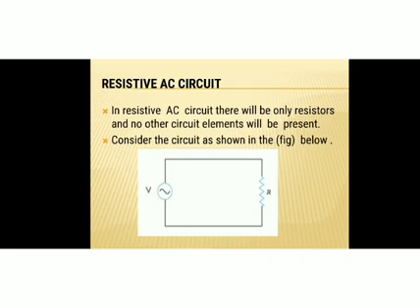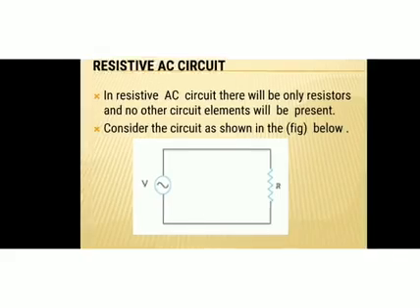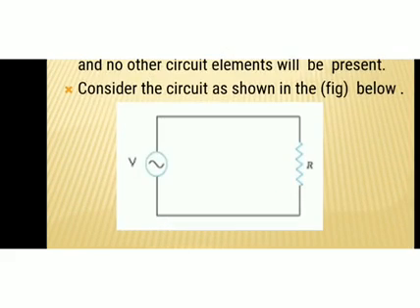Next, in this lesson we need to study different types of AC circuits. The first one among them is the resistive AC circuit. So what do you mean by a resistive AC circuit? On the screen you can see a purely resistive AC circuit. The circuit consists of only one resistance and one AC source.